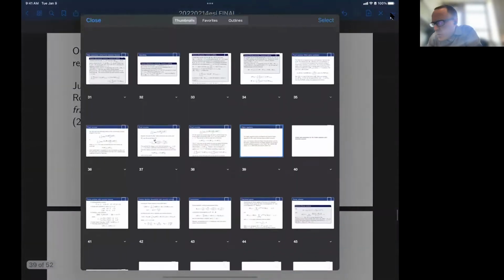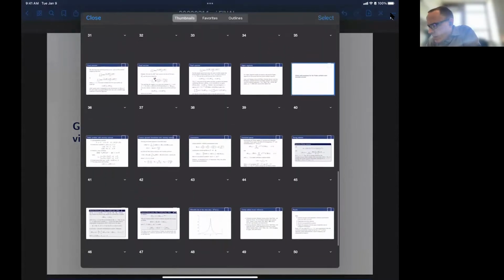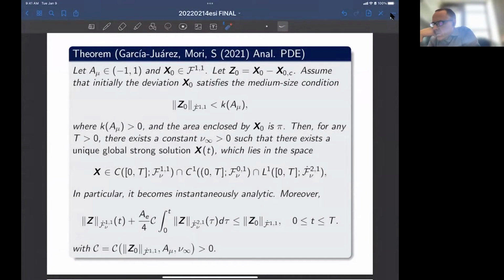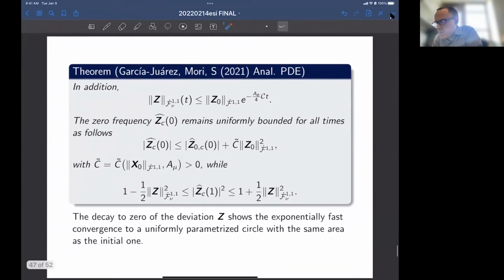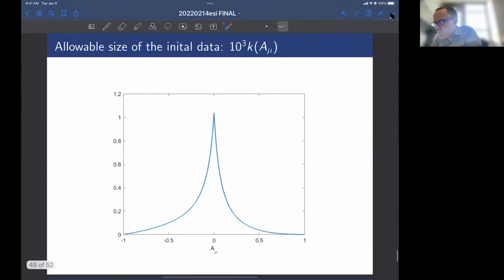I can also tell you very quickly that we also proved global well-posedness for the Peskin problem with viscosity contrast. This is the result with Garcia Juarez and Yoshiro Mori. It says that if you start out close to a circle, with a quantitative constant that you can estimate, then you have a global time solution, and the solution converges to a different nearby circle, and you gain analyticity in these spaces. These are Wiener algebra spaces, and we have exponential convergence to a nearby circle, not necessarily the same circle. And we can estimate the size of the initial data exactly.